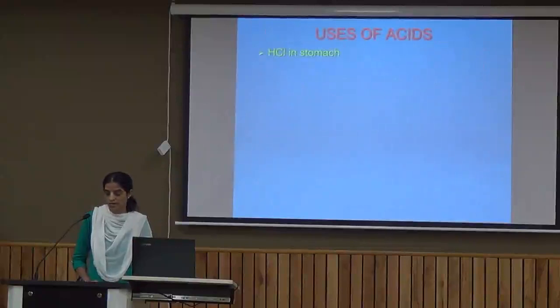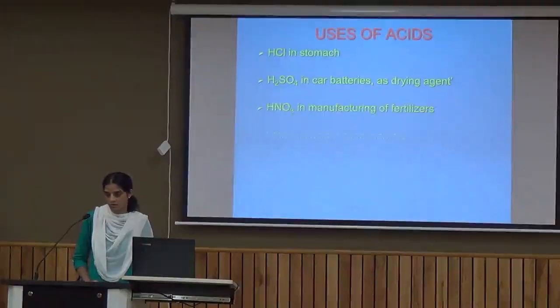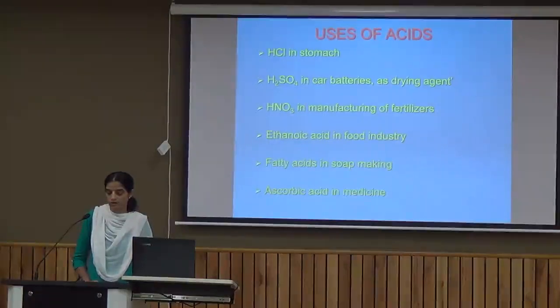Now let us see this slide, which identifies some uses of acids, that is, the applications in our daily lives. We all know HCl is found in the stomach. It helps in digestion of food. Then sulfuric acid is present in car batteries as a drying agent. Then nitric acid is used in manufacture of fertilizers. Similarly, ethanoic acid is used in the food industry.